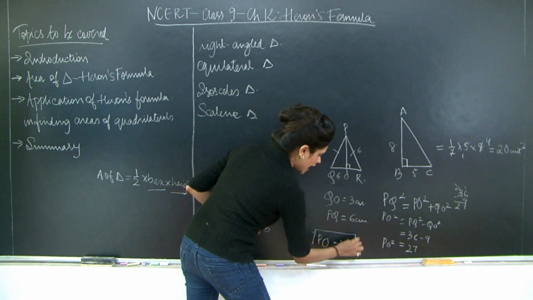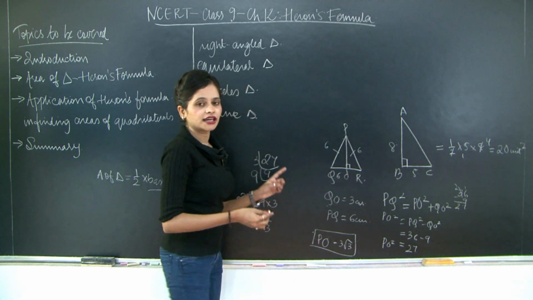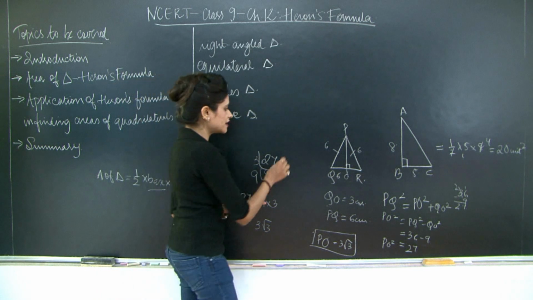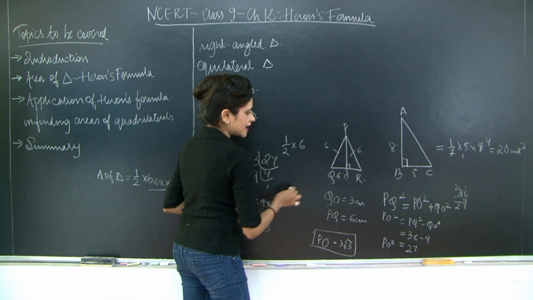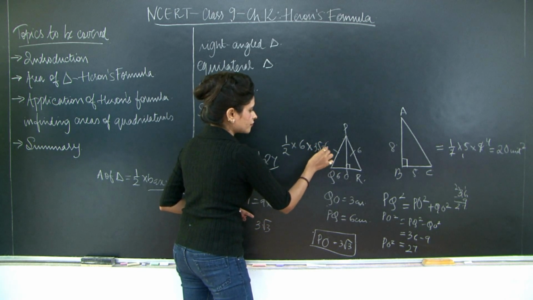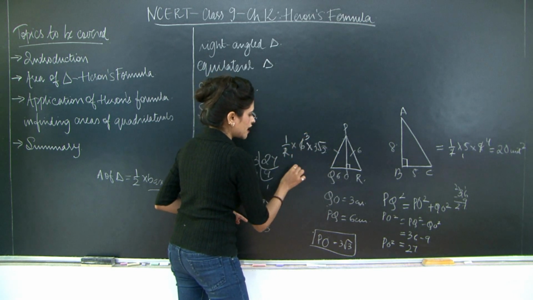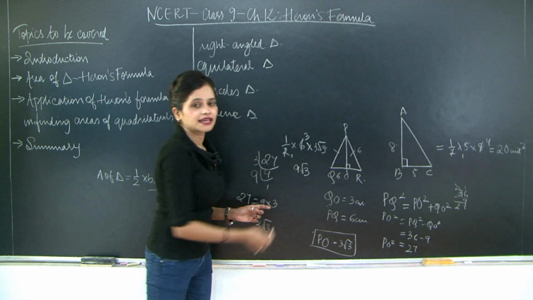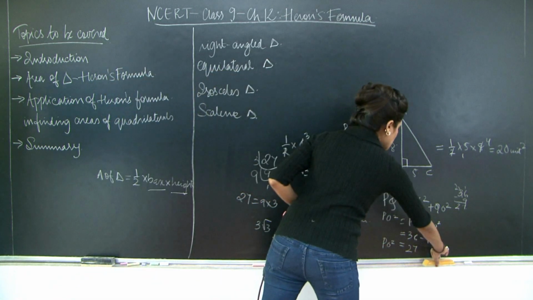So I found the height PO and I have the base QR. Can I find the area of my triangle? Yes. How will I find it? Half into base, which is 6, the entire base, into height, which is 3 root 3. Right? So 2 ones are 2, 2 threes are 6. So 9 root 3 square units is the area of my equilateral triangle. How about an isosceles triangle?